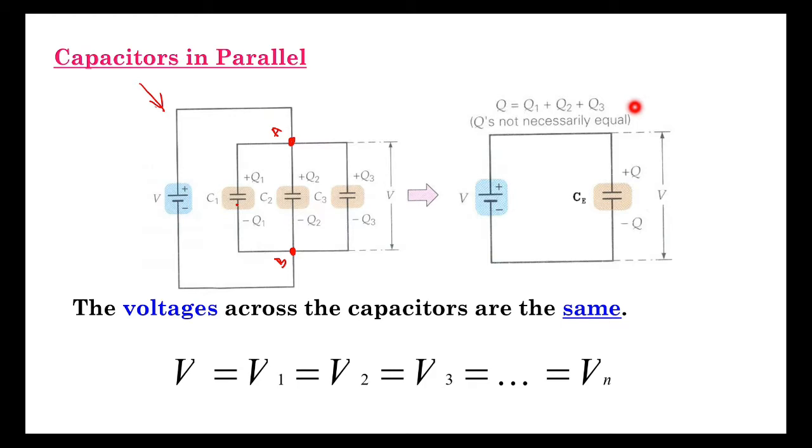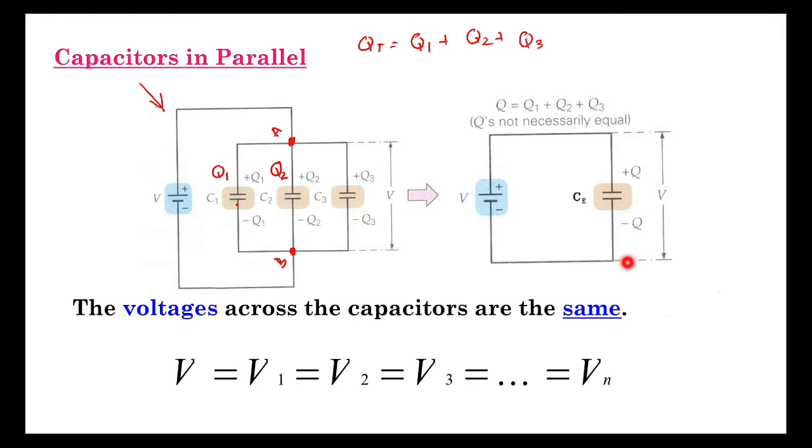Alright, so the thing that you need to know for this parallel circuit is that Q total is not the same as before in the series. So Q total is equal to Q1, the charge at C1, plus Q2, the charge at C2, plus Q3, which is the charge at capacitor 3.